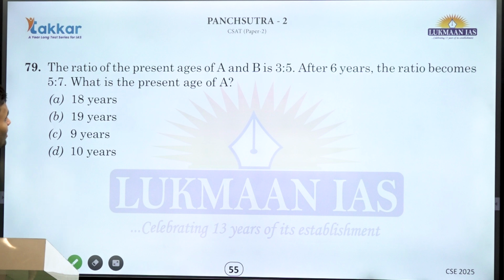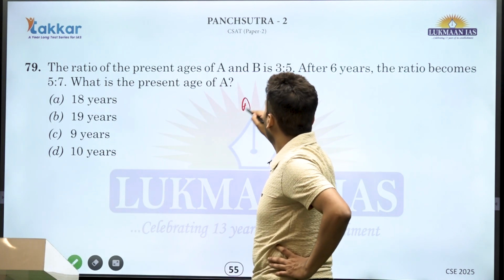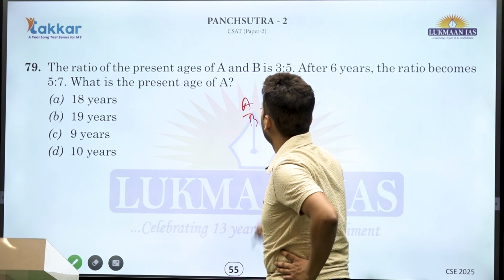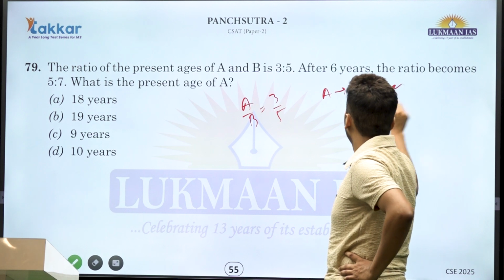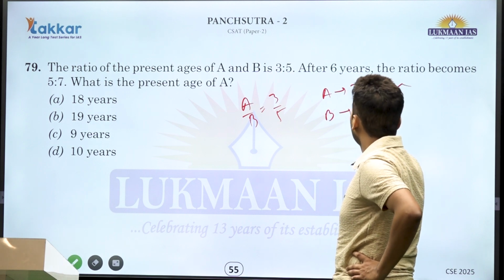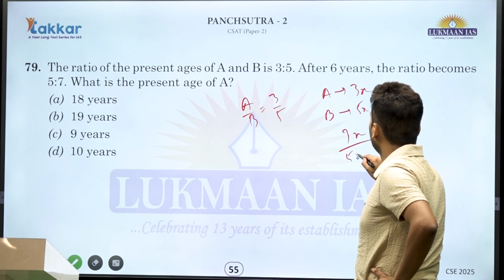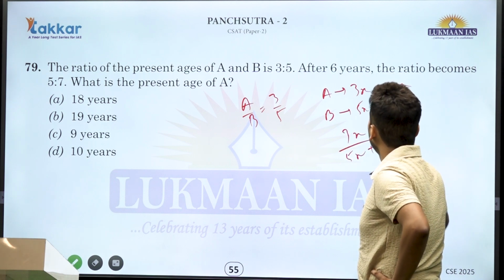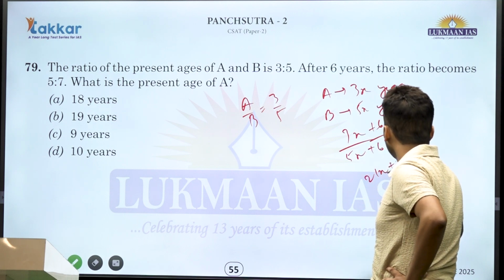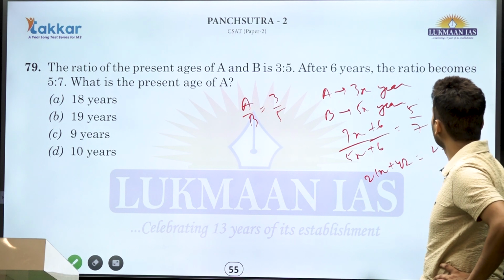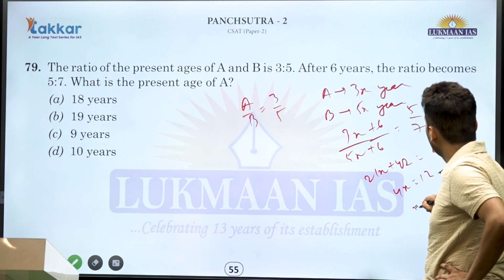79, let's see. This is one basic question of ages and differences. A and B, ratio 3 by 5. So let A's age be 3x years, B's age will be 5x years. If you add 6 years to these two, the new ratio will become 5 by 7. Now cross multiply: 21x plus 42 is equal to 25x plus 30. So 4x will become 12 and x will become 3.